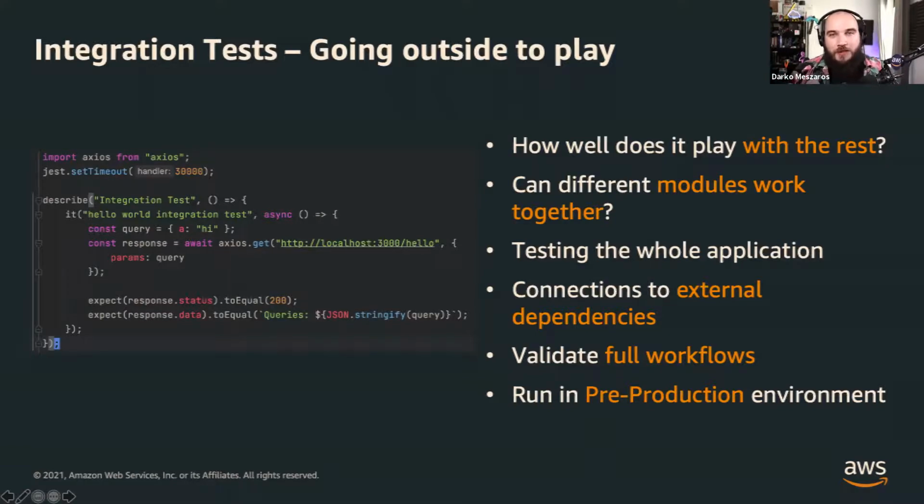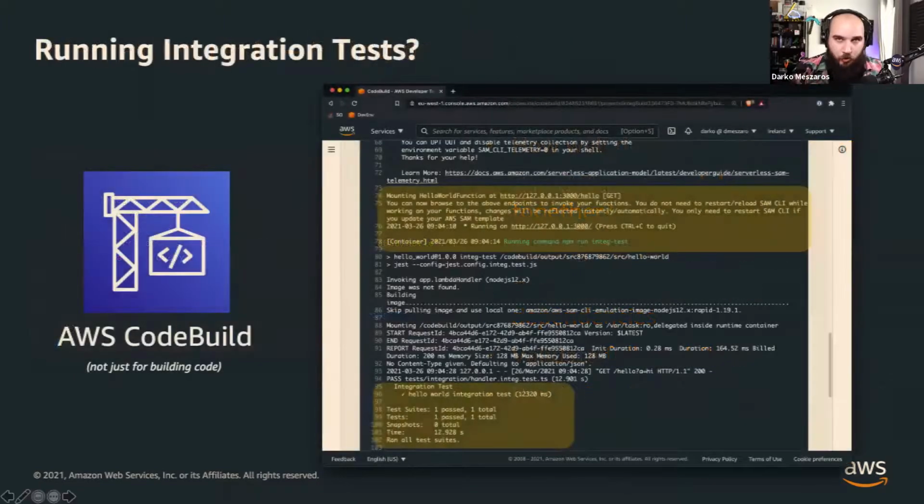So how well does your code play with the rest? Can you get the different modules to work well together? You kind of test the whole application in this case. It's wonderful because you can connect to external dependencies. So if you have things that need an external API, that's maybe a thing you need to test out here. You can basically validate your entire workload and create a pre-production environment from a successful unit test, right? And all of these things are running in CodeBuild.